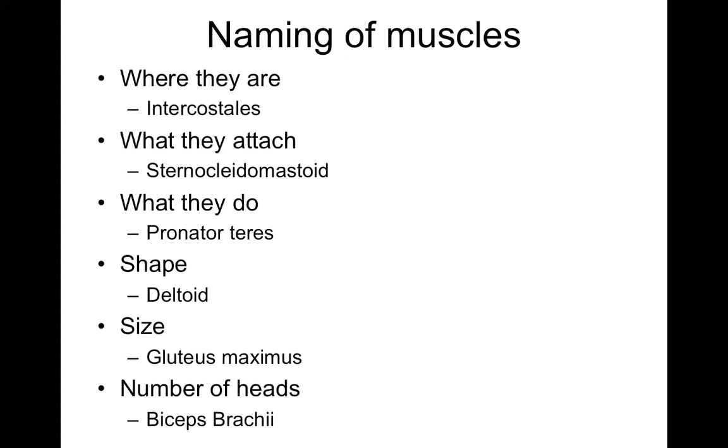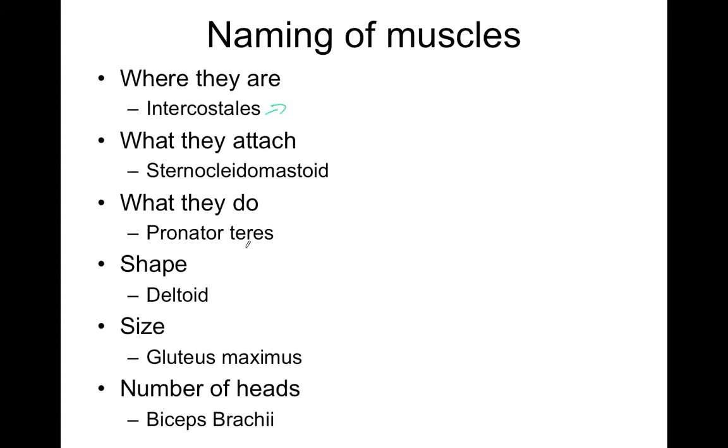All right, naming of muscles. How do we name muscles? Well, we name them by where they are. So the intercostalis muscles are muscles that are between the ribs. What they attach to: sternocleidomastoid muscles. This is why we do the bones first. This muscle attaches to the sternum, clavicle, and mastoid process.